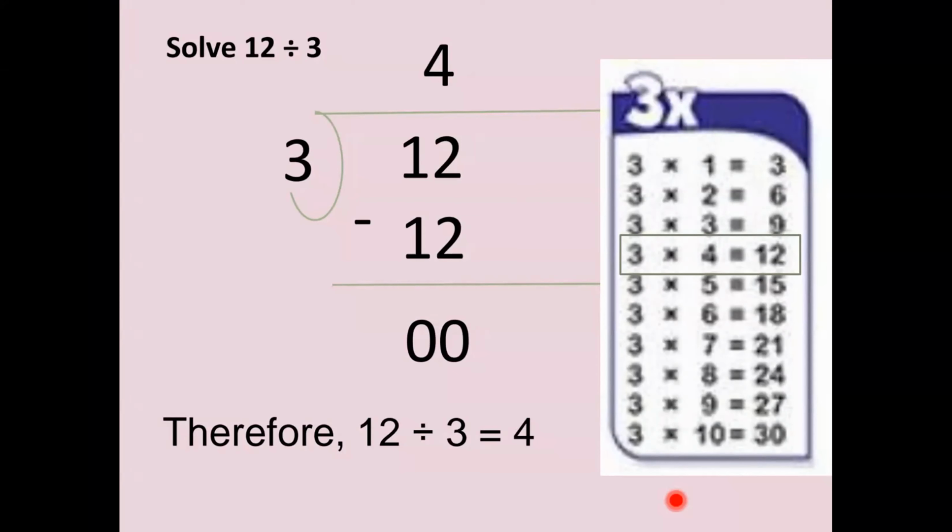Okay. Next sum. 12 divided by 3. So 12 divided by 3 means we are going to use the table of 3. Who is going to repeat the table of 3? Okay, other students, I want to give chance to everyone. Yes, Pujal, unmute yourself. Pujal Singh, unmute yourself.